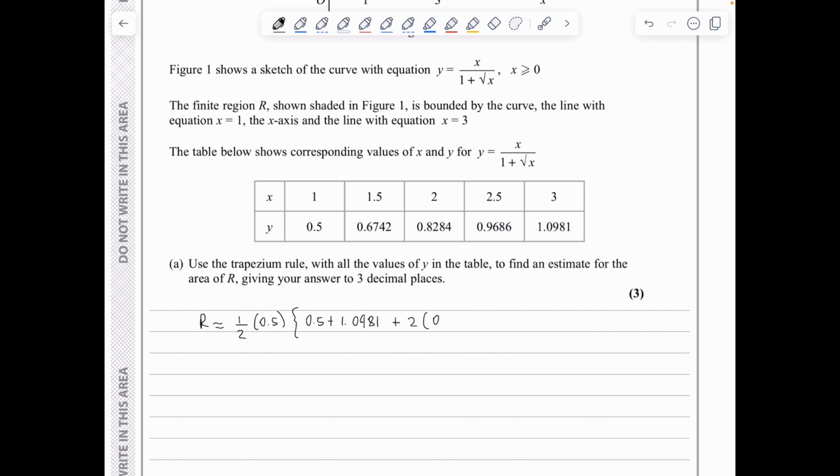So 2 times 0.6742 plus 0.8284 plus 0.9686. Plugging everything carefully on the calculator gives an answer of 1.635125. Well, we've been told to give our answer to 3 decimal places. So my final answer for part A is going to be 1.635, and that's given to 3 dps.